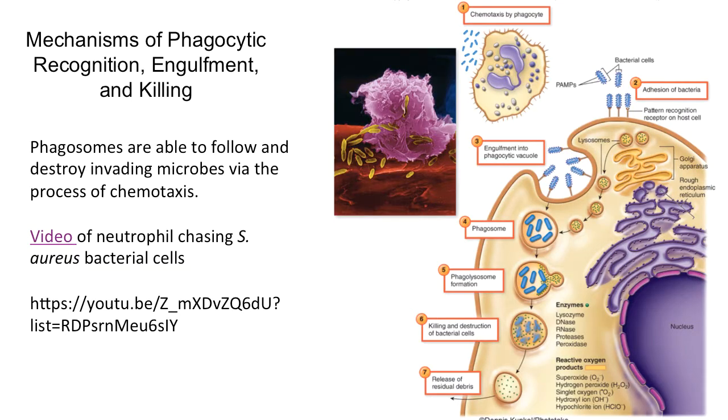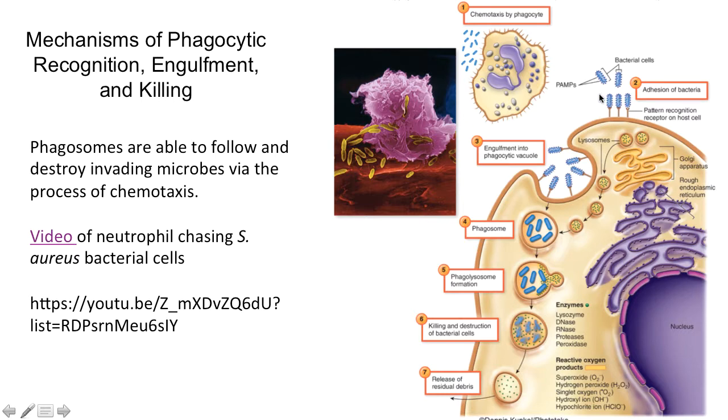So as we saw in the video, the neutrophil is able to sense the bacteria, and once it senses the bacteria, it is able to engulf them. This process is described here in the slide. Chemotaxis, which is the process by which the neutrophil chases the bacteria, allows the neutrophil to be close to the microorganisms that it wants to destroy.